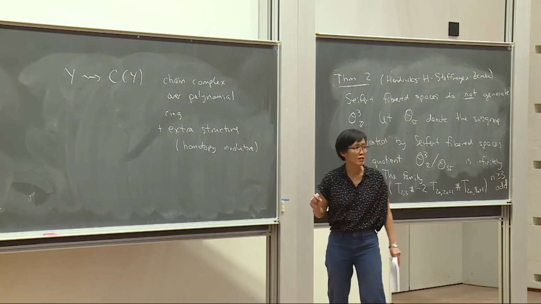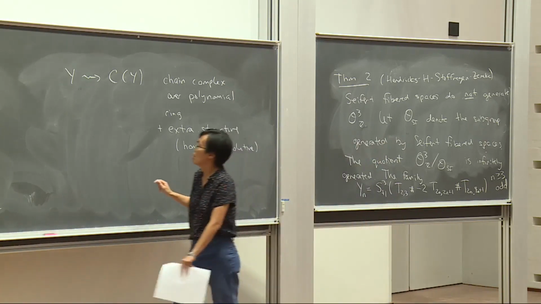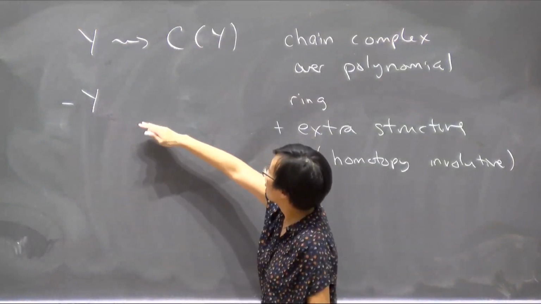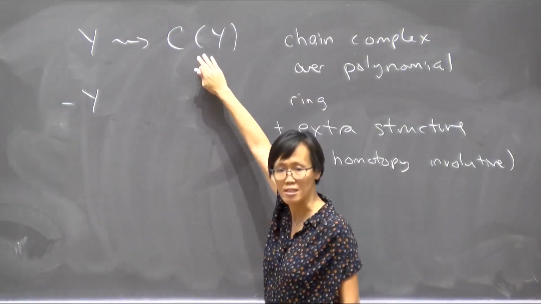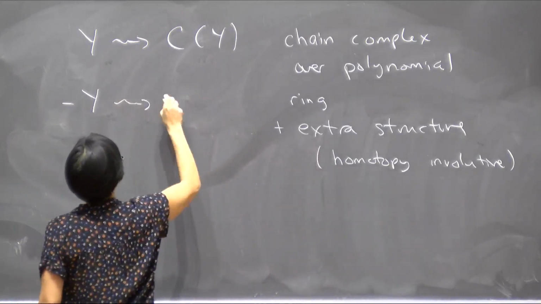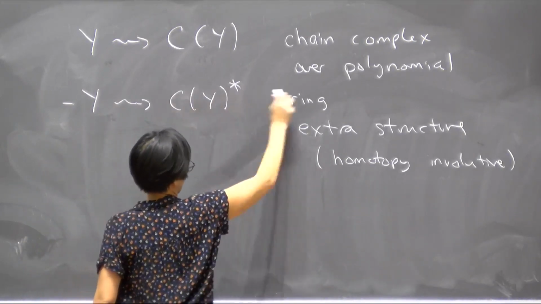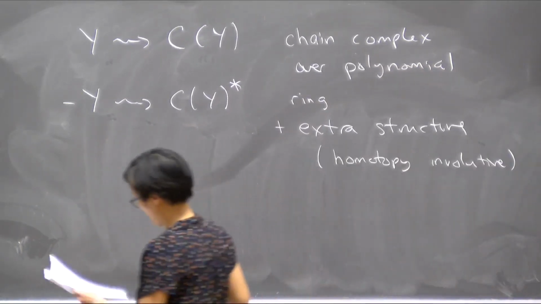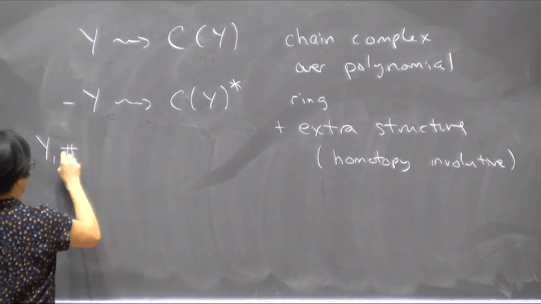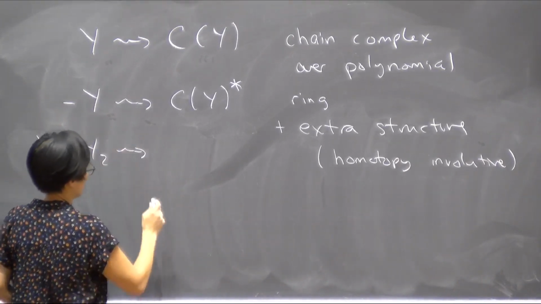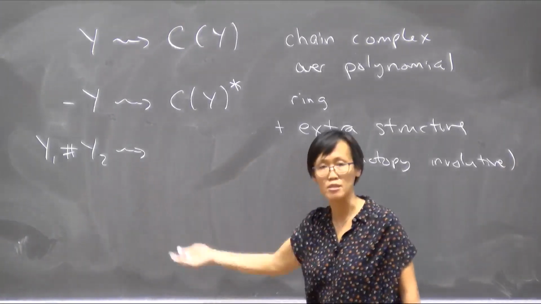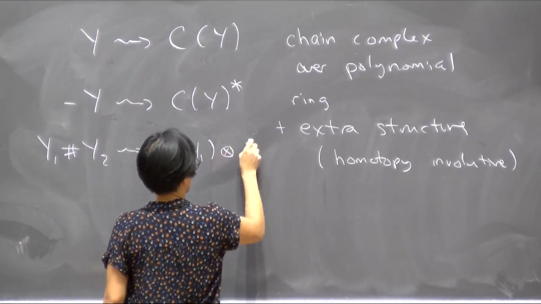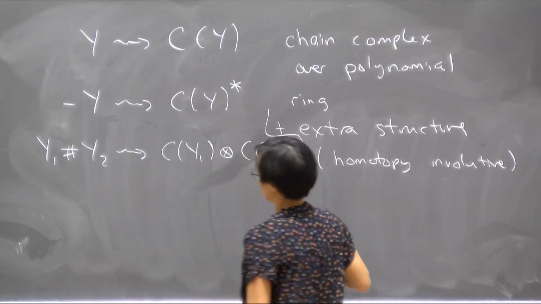Let me tell you some useful properties of these invariants. If I reverse the orientation on my manifold, you'd hope that the chain complex associated to that is somehow related to the one associated to Y, and it is. You just dualize over the ground ring. Similarly, if I take the connected sum of two 3-manifolds, you'd hope that the chain complex associated to those is related to the chain complexes associated to Y1 and Y2, and that's indeed true. It's just the tensor product of those two chain complexes.